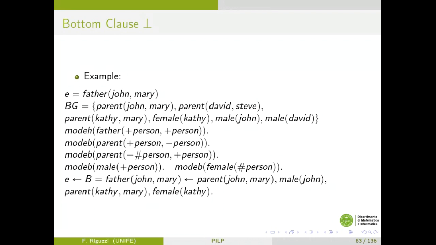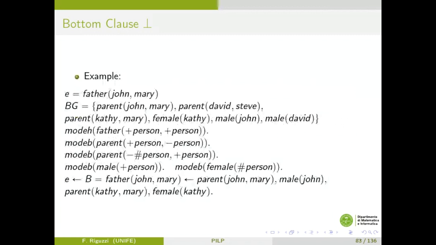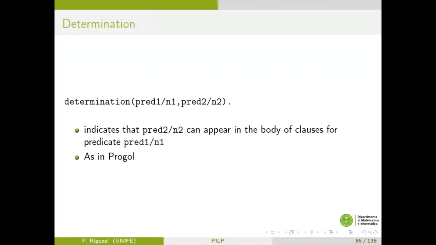Once you have built this bottom clause, it is transformed into a non-ground clause by replacing constants with variables and replacing plus or minus arguments with variables, with the caveat that a plus argument must appear as an output variable with the same type in a previous literal, while constant arguments are not replaced by variables. So in this case, we get this bottom clause where Kathy is present as a constant because we had the mode declaration where we have the sharp here and here. So we build the bottom clause.